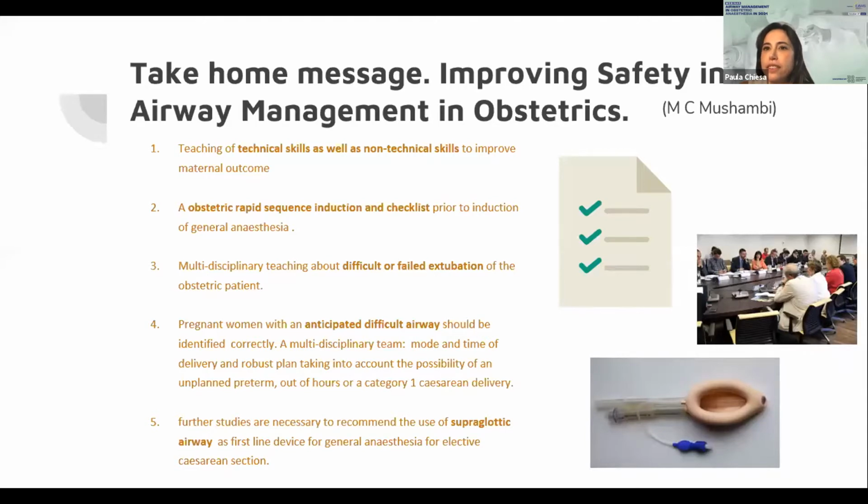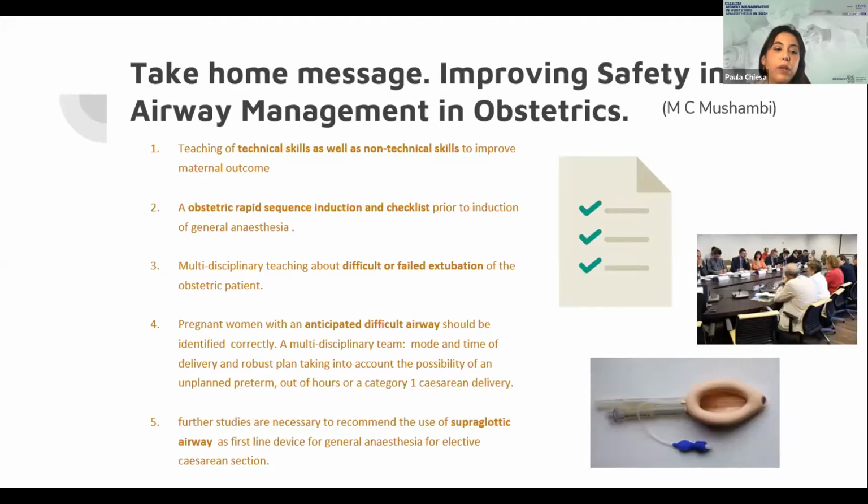Well, in order to summarize Mary's presentation, the key learning points are: teaching of technical skills as well as non-technical skills such as teamwork, communication, planning, and decision-making are vital in order to address morbidity associated with general anesthesia in the pregnant woman. The use of an obstetric rapid sequence induction checklist prior to induction of general anesthesia can help in fostering and ensuring patient, equipment and drug preparation, as well as the planning for unanticipated difficulty with the airway.